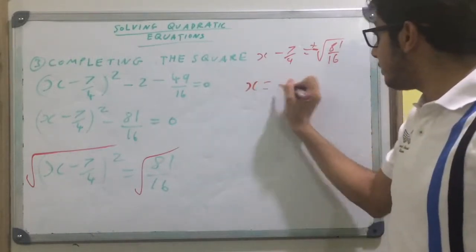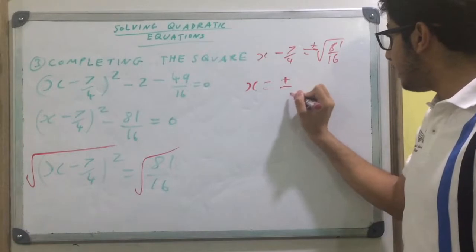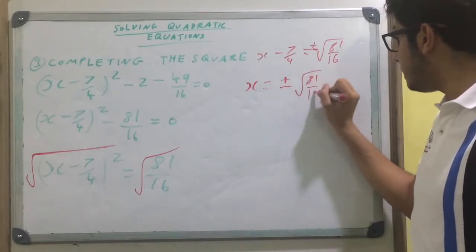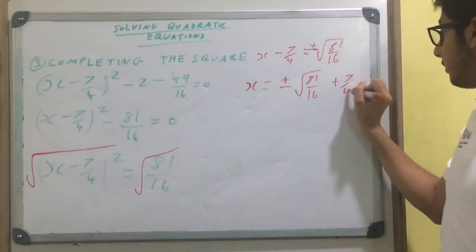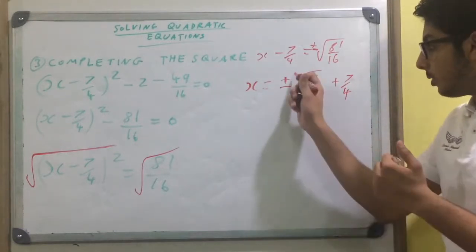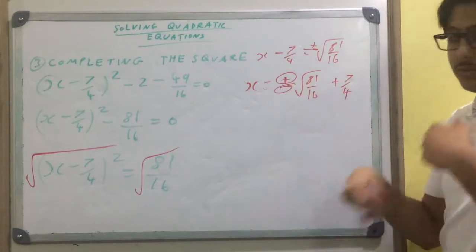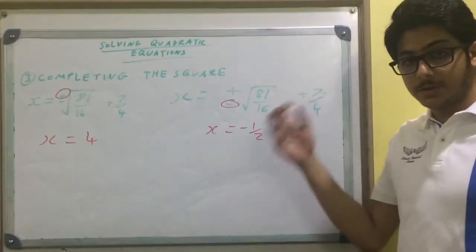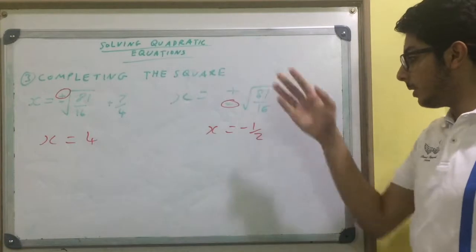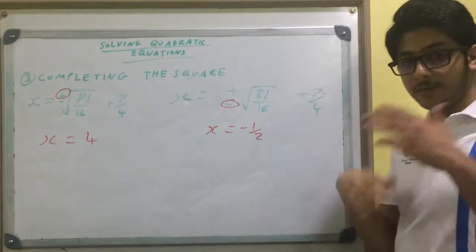So x is equal to the positive or negative square root of 81 over 16 plus 7 over 4. So you do it once with the positive, then you do it once with the negative, and they will give you your two answers for x, which are x is equal to 4 and x is equal to negative a half. Now for the final method.